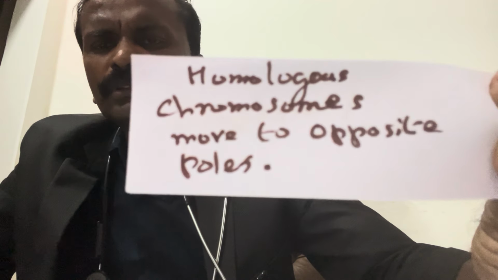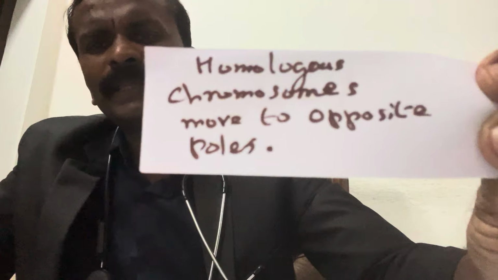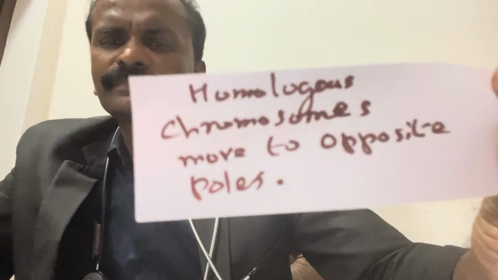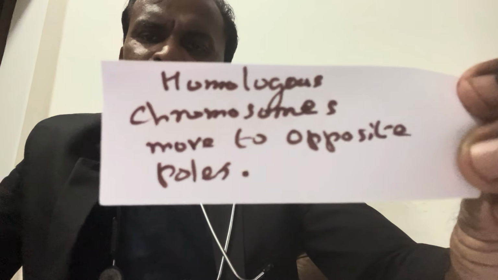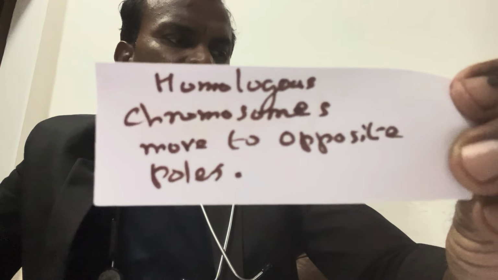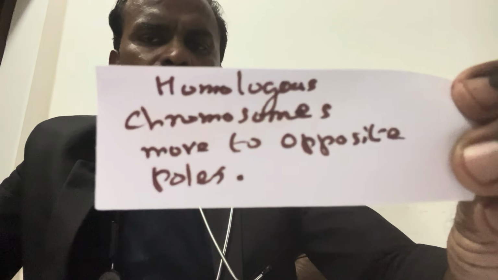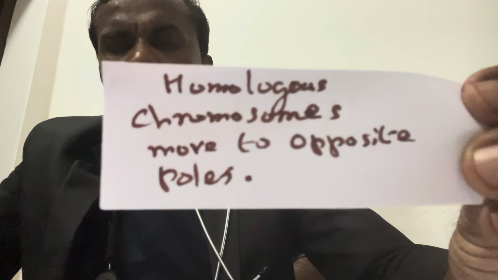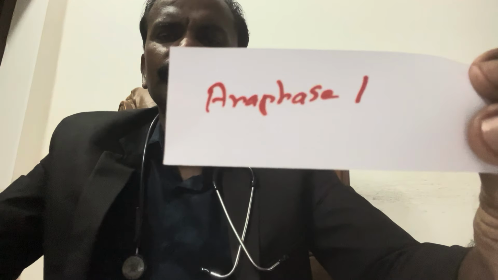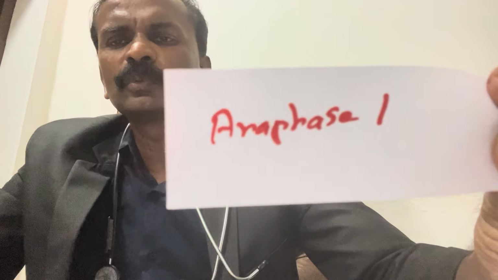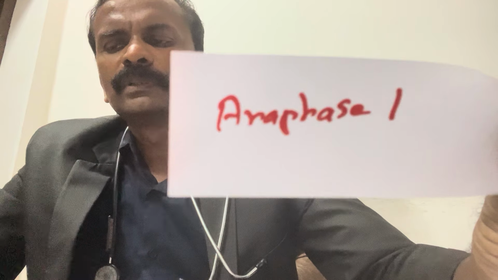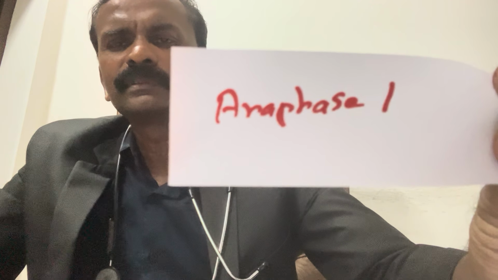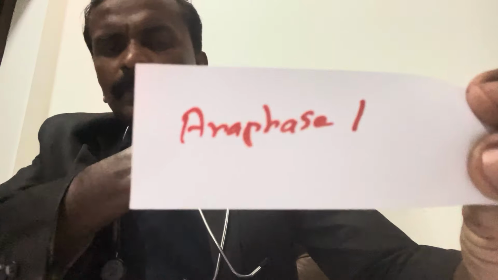Homologous chromosomes move to opposite poles. Which phase? Anaphase 1. Homologous chromosomes move to opposite poles: anaphase 1.